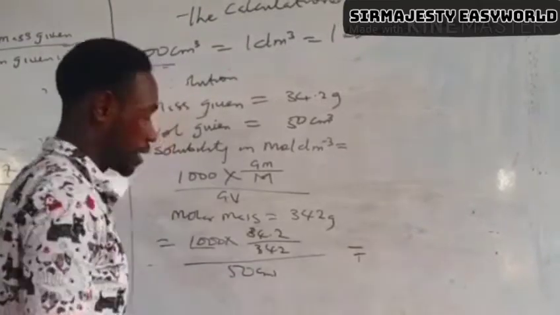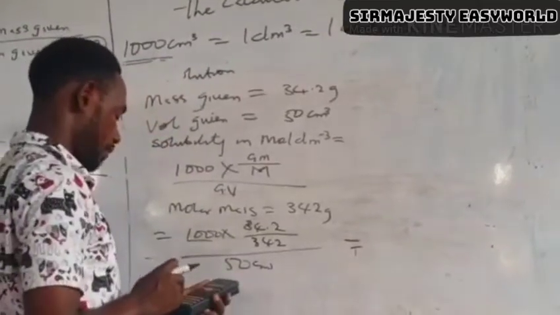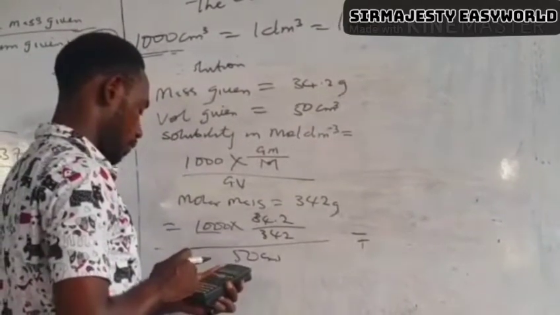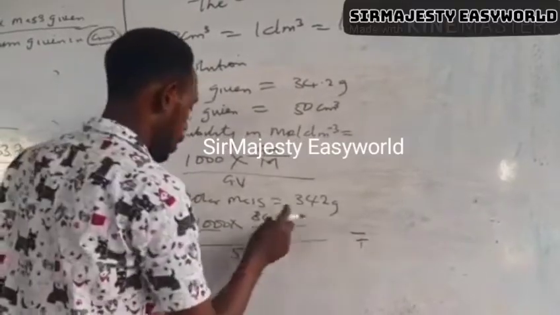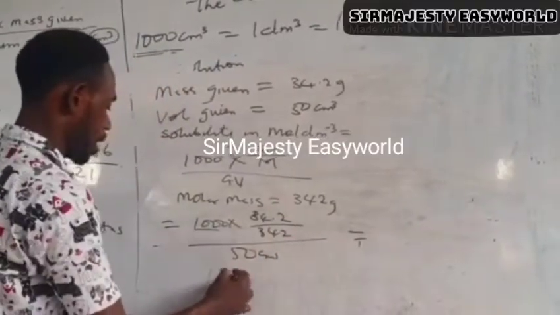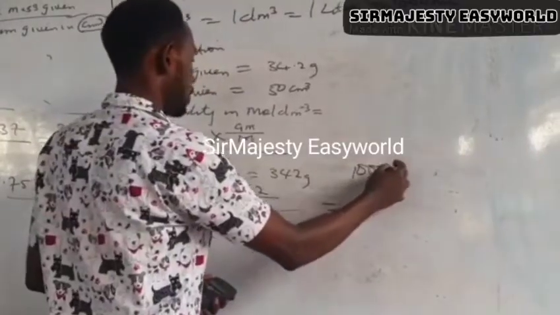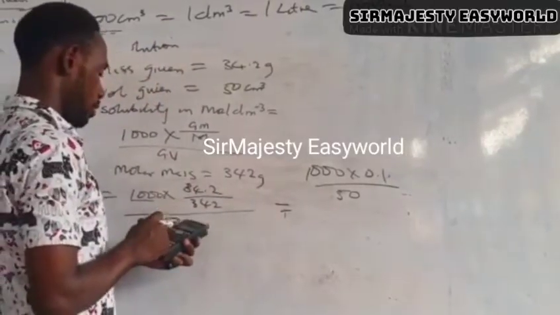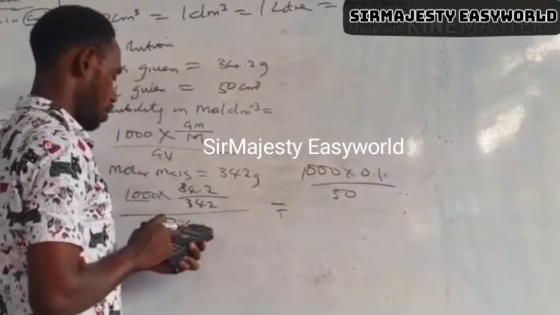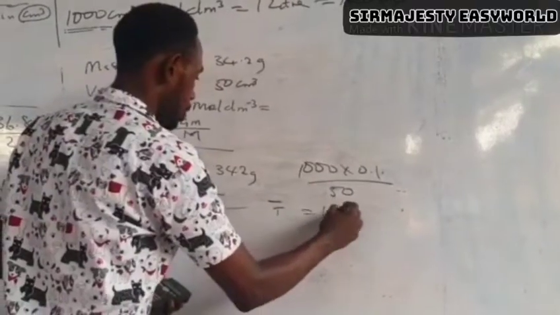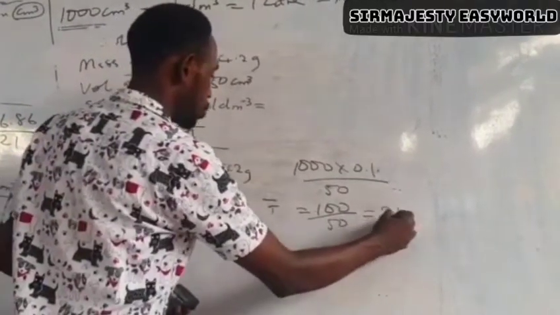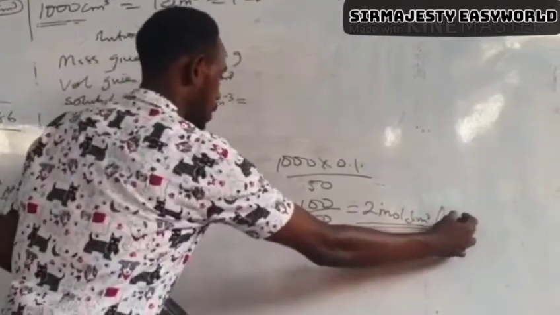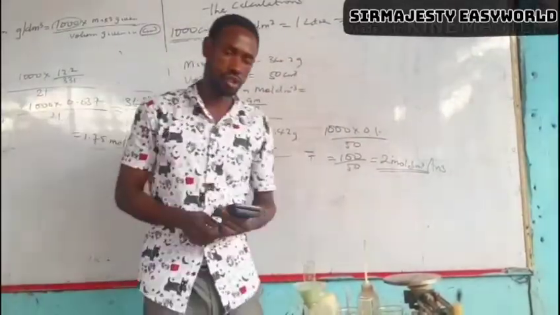Okay, we get our answer first. For the sake of clarity, we have 34.2 divided by 342. You have your 0.1. So the answer here is 0.1. So what we have now is 1000 times 0.1 all divided by 50 is our answer. So when you have this, automatically this is going to give you 200 divided by 50, which will give you 2 moles per dm cube. Our final answer. So you don't need to crack your brain to see that this cheat is working.